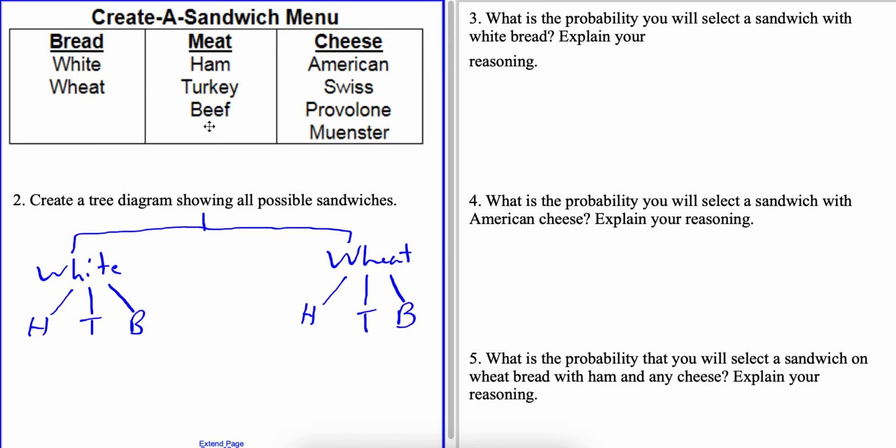I think one kid said it should have been bacon. I might change that in the future. And then we have American, Swiss, Provolone, and Munster. So I'm going to make 4 branches for each one. Again, being neat is pretty critical.